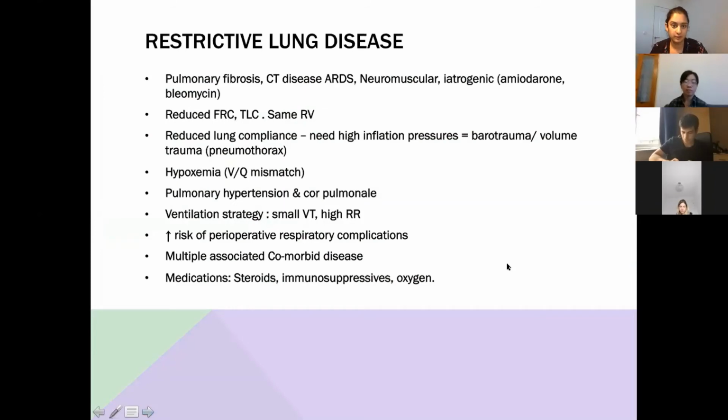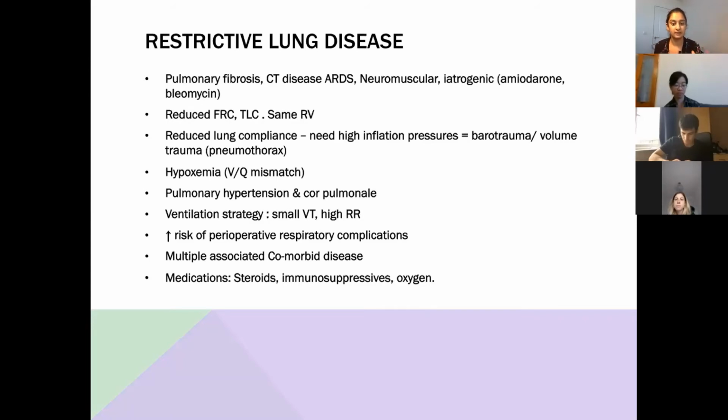Briefly, I'm going to talk about restrictive lung diseases. Again, I'm not going to go through the pathophysiology because you all know that. Restrictive lung diseases can cause reduced FRC, reduced total lung capacity, but they have the same residual volume. Okay, so this means that their lung compliance is reduced as well. So they need high inflation pressures in order to ventilate these patients. That increases the risk of barotrauma and volume trauma as well.